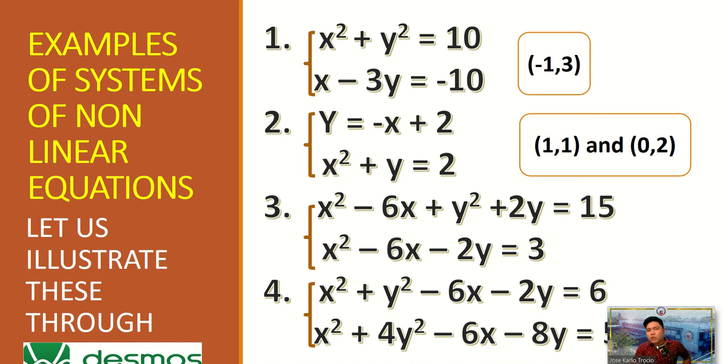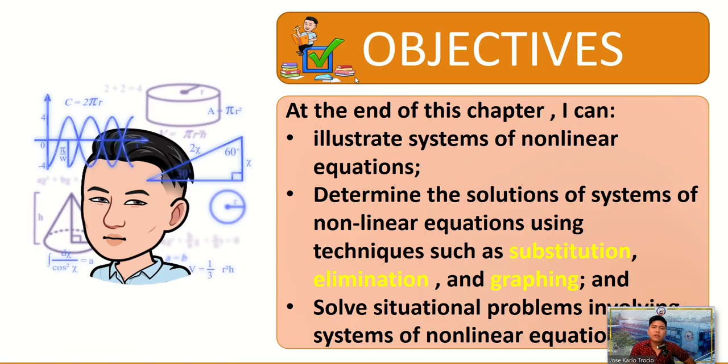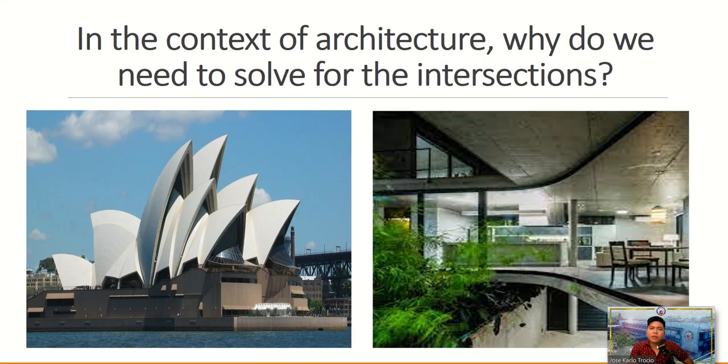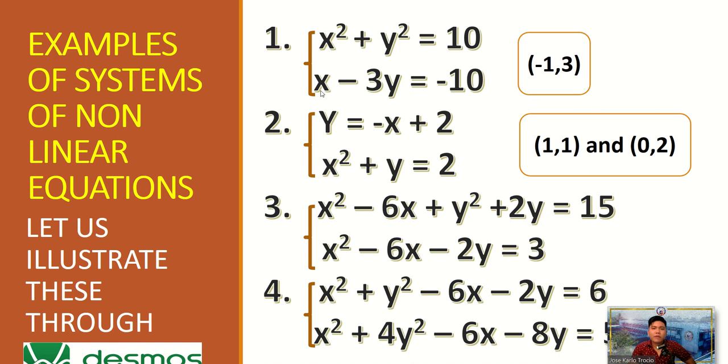So the first step is you're going to choose which one should be substituted into the other equation. This is like function composition. An equation is substituted inside an equation. So for you to do that, you need to follow the second step first. The second step is using the chosen equation, solve one variable in terms of the other variable. In this case, we have x minus 3y. Suppose we are going to use x minus 3y is equal to negative 10 as the substitute, and the first one is the primary or the original equation.